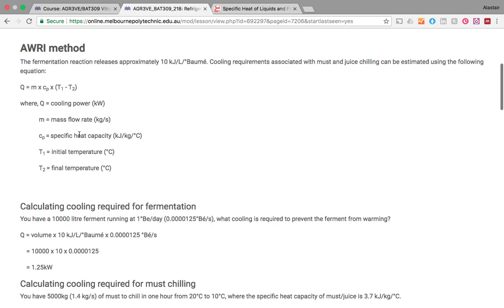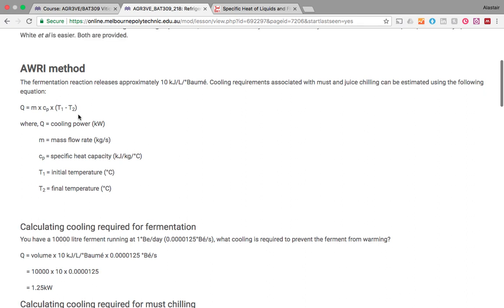What if we were just looking at chilling something? Well, if we're doing the milk example, we'll get back to wine. If we're doing the milk example, we want to work out what kilowatts of power is required to chill 10,000 kilograms in an hour, or 10,000 litres in an hour, from 100 degrees after pasteurization to 4 degrees. So we want to drop it 96 degrees.